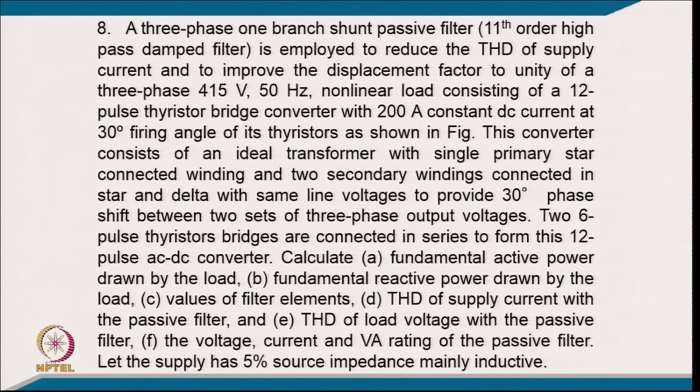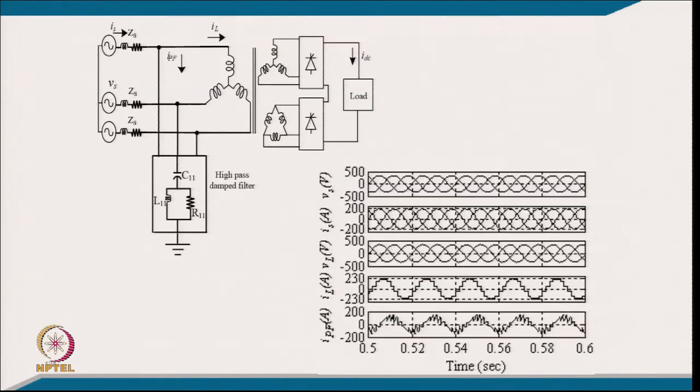Calculate the fundamental active power drawn by the load, the fundamental reactive power drawn by the load, the value of filter elements, the total harmonic distortion of supply current with the passive filter, the total harmonic distortion of voltage with the passive filter, and the voltage, current and VA rating of the passive filter. Let the supply have a 5% source impedance, mainly inductive.